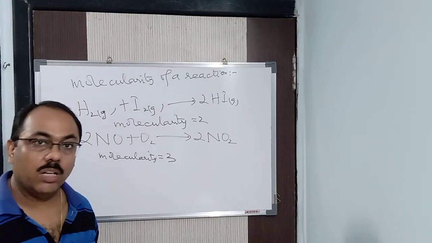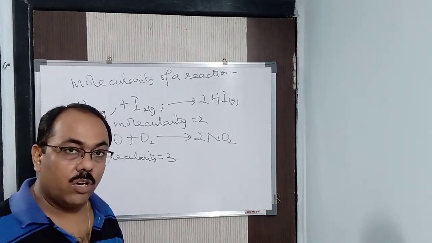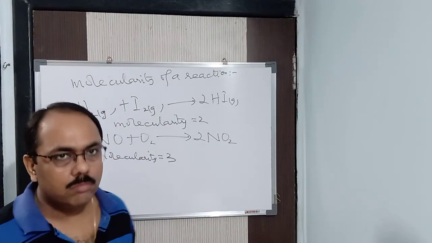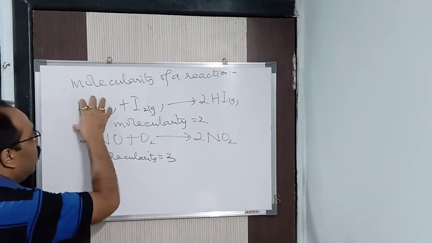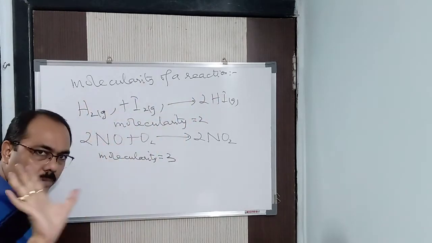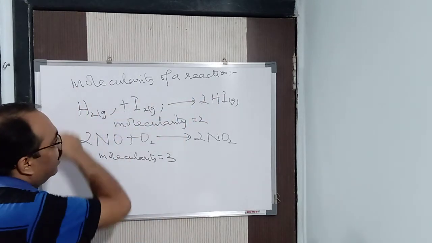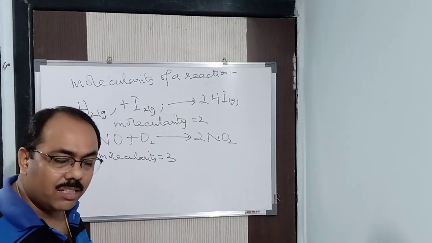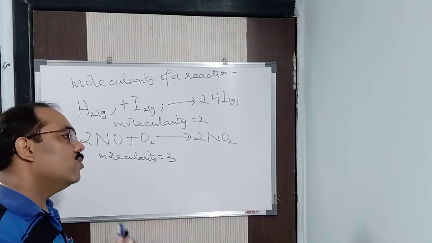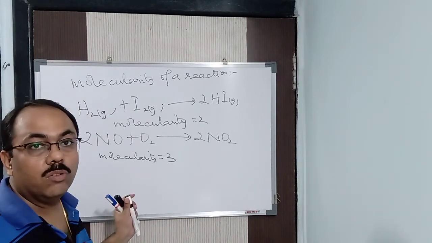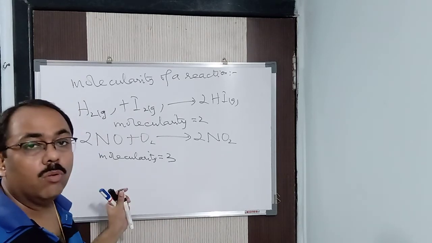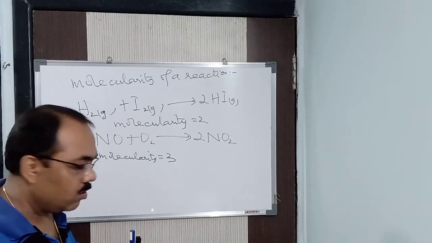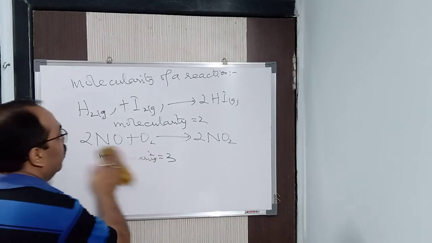And one more thing, listen to it. The difference between order and molecularity is that order can be 0, but molecularity cannot be 0. Apply common sense. 0 molecules participating and giving a product, is it possible? On the reactant side, 0 molecules means nothing is there, and it gives a product. Is it possible? On the reactant side nothing, and the product is something. How is it possible? So molecularity cannot be 0. Molecularity is always a whole number. That's another difference between order and molecularity of a reaction.